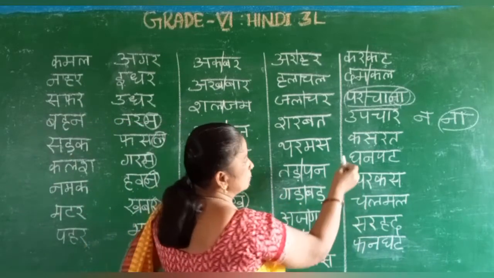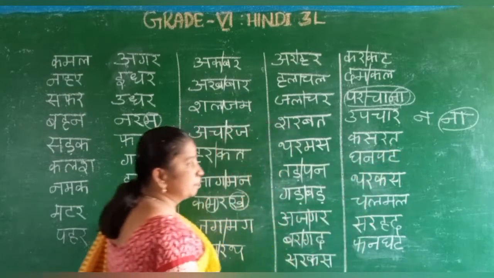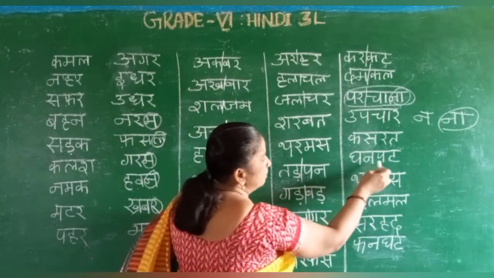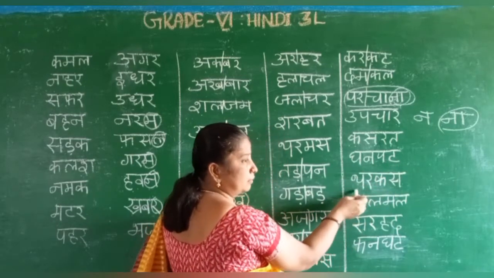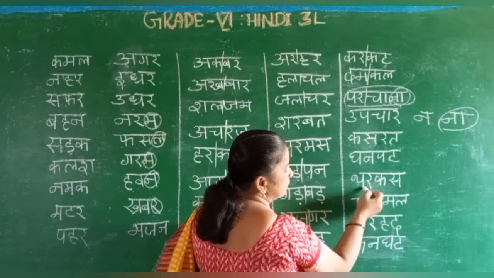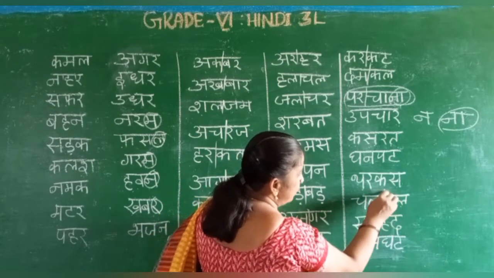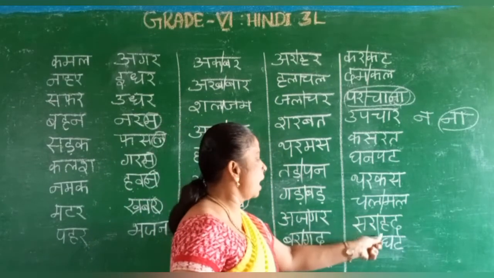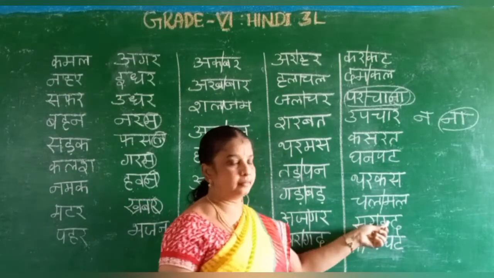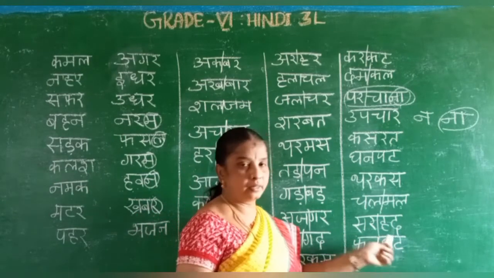And semi-consonant also. Kasa, kasrata, kasrat. Gana, gan, pata, pat, ghan, pat. Tara, tarkasa, kas, tarkas. Chala, chal, mala, mal, chalmal. Sara, sar, hada, had, sarhad. Phana, phan, kata, gad, phan, gad.